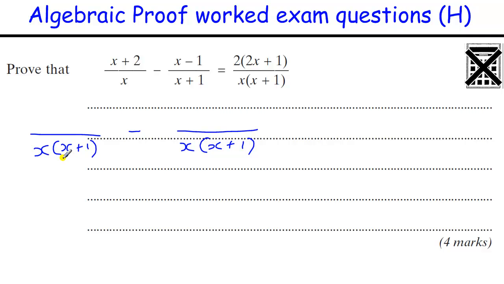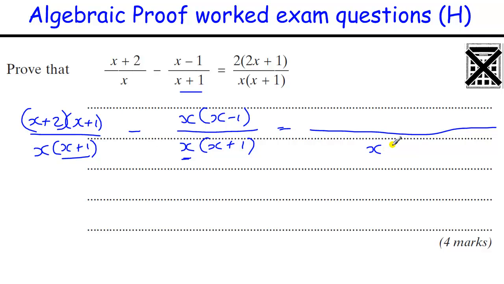So this one I've multiplied by x plus 1, so I times the top by x plus 1, so I've got x plus 2, x plus 1. This one I've multiplied by x, so I have x times x minus 1. To combine those, I need to put it all over one fraction, which is the common denominator. Multiply out this left hand side, I get x squared. Should be good at these by now. 2x, x is 3x. 2 times 1 is 2.